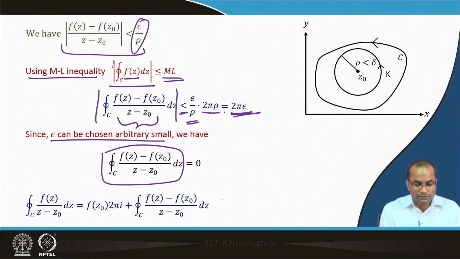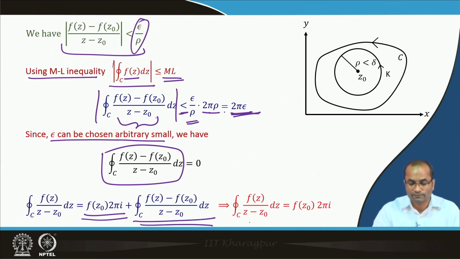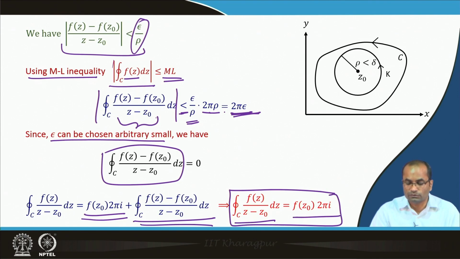Now from this breakup of the integral, the first part was already evaluated, which was 2 pi i f(z0). The second we have seen is going to be 0. So, we have this result, which is the Cauchy integral formula: this integral value is equal to 2 pi i f(z0).